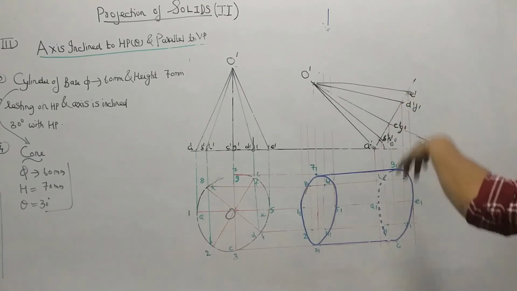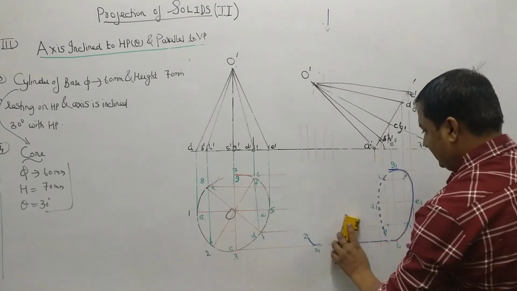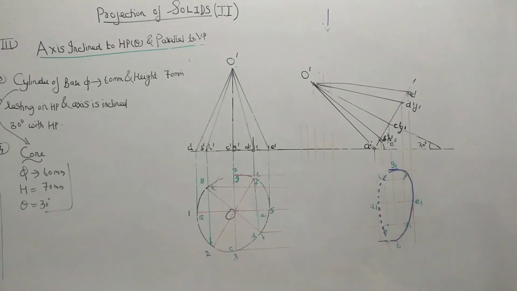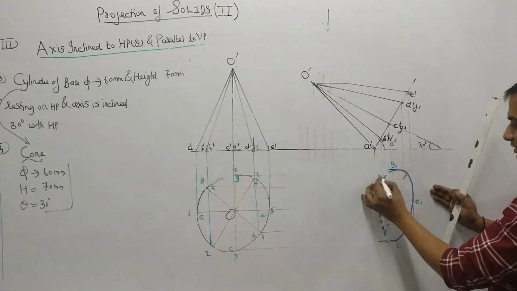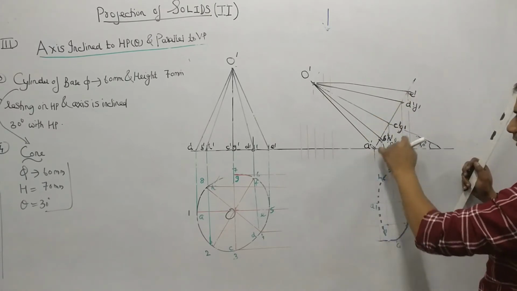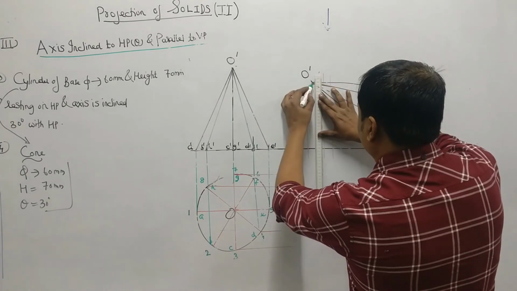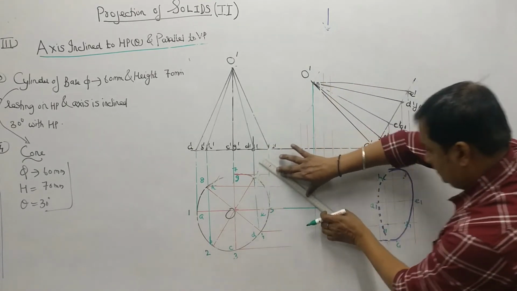Okay, so when you draw the projectors, what I will be getting in the top is directly the top view. From here I will be getting this ellipse. So this will be giving you the ellipse, and this will be giving the vertex. So this is my vertex.